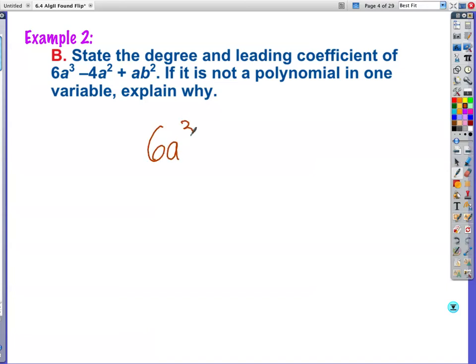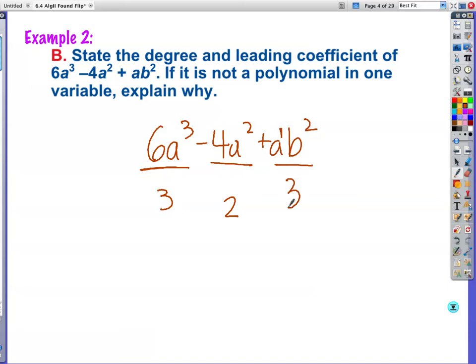Example 2, 6a cubed minus 4a squared plus ab squared. What's the degree? Well, this has a degree of 3. This has a degree of 2. This has a degree of 3. I wrote that little 1 in there so we don't forget. So what's the overall degree of the polynomial? 3, because 3 wins. It's kind of a tie, but they tie it the same. The leading coefficient is 6. It is not a polynomial in one variable. Why? Because we have a and b. We have a's here and a's here, but we have a and b somewhere else.